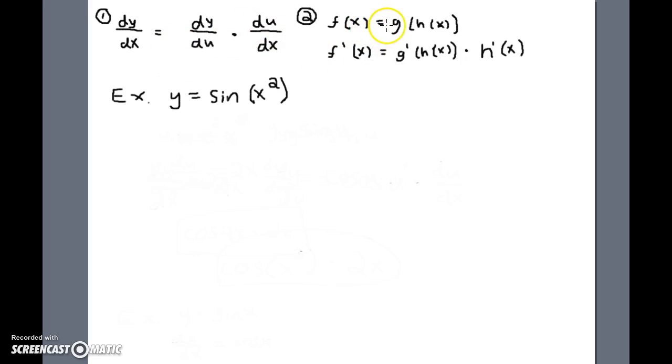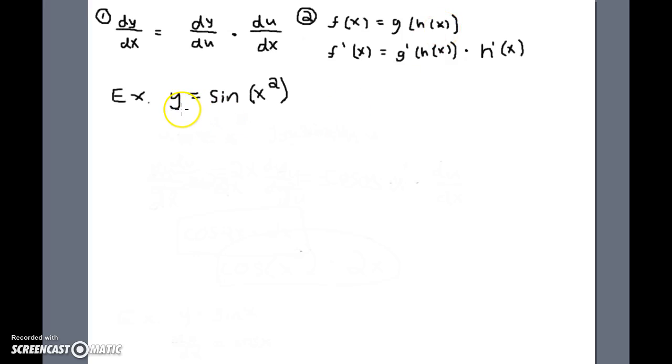We say that f of x equals g of h of x. And then we say that the derivative of f of x is equal to g prime of h of x. So we're differentiating the outside function, but with respect to the inside function, times then the derivative of the inside function. So obviously with chain rule, you're dealing with composite functions, which means that you have an outside function, in this case it's g, and the inside function, which is h of x.